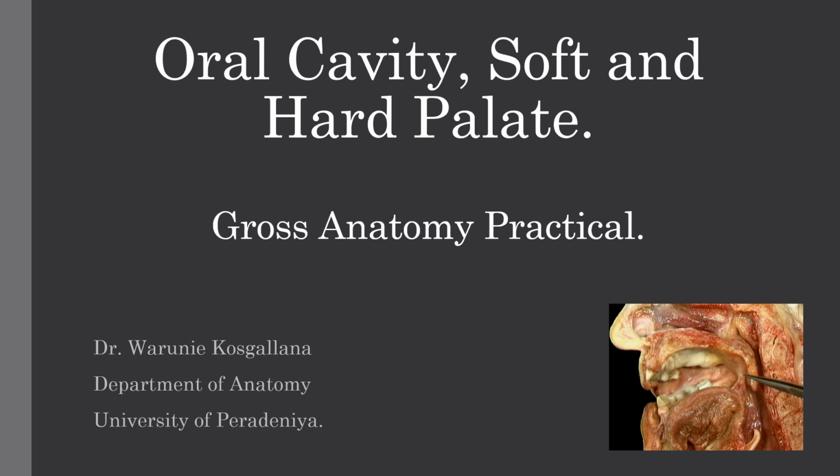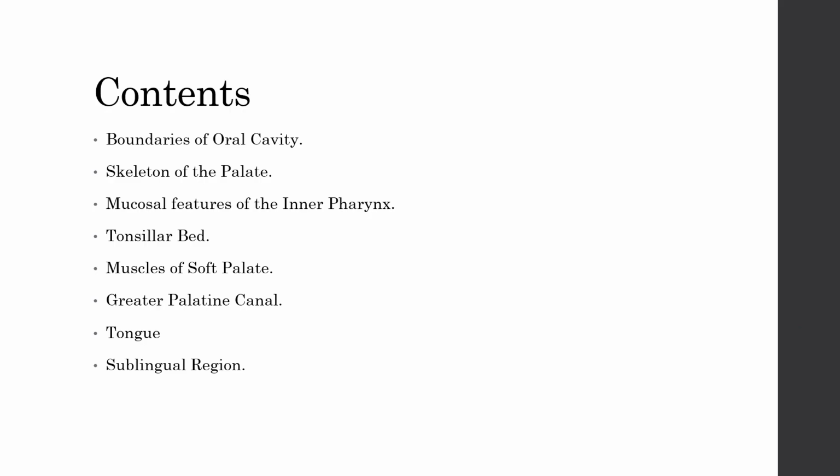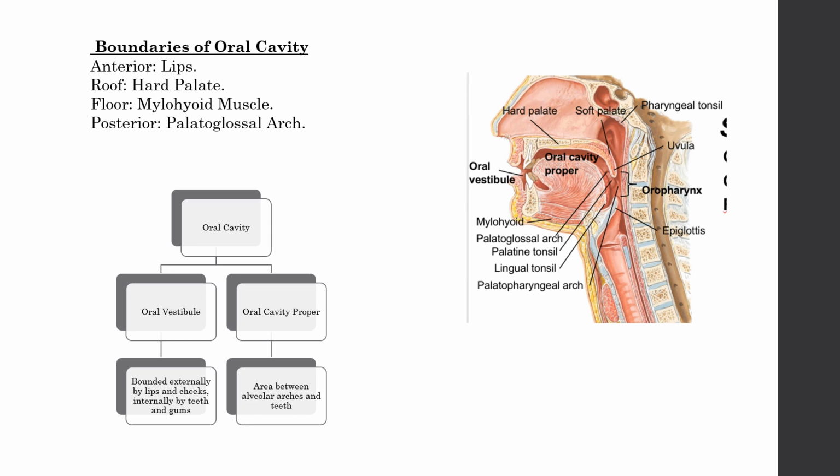This is an aid to the gross anatomy practical, oral cavity, soft and hard palate. In this, we'll be talking about the boundaries of the oral cavity, the skeleton of the palate, important mucosal features of the inner pharynx, the tonsillar bed, muscles of the soft palate, the greater palatine canal, the tongue and the sublingual region. The oral cavity extends from the lips anteriorly to the palatoglossal arch posteriorly.